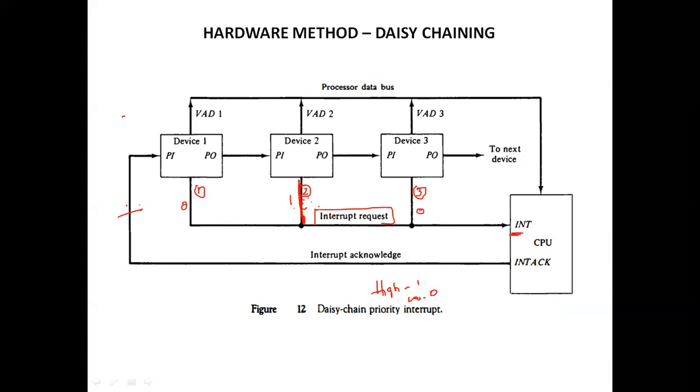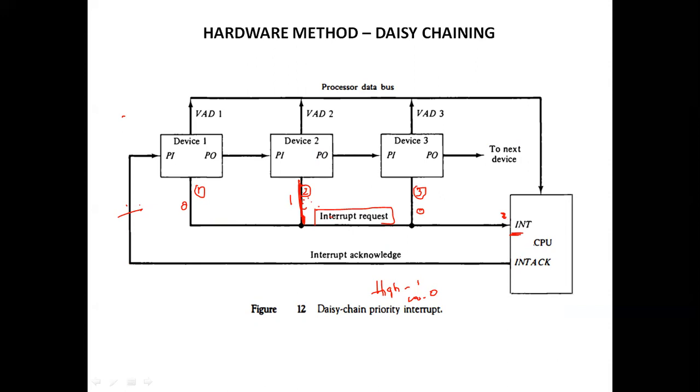As it is the high state, the CPU acknowledges this interrupt signal from the line and enables the interrupt acknowledge line. Here the interrupt is acknowledged by the CPU by sending this interrupt acknowledgement. This says that the second device interrupted. So the second device interrupted.